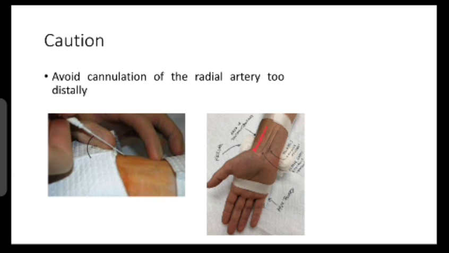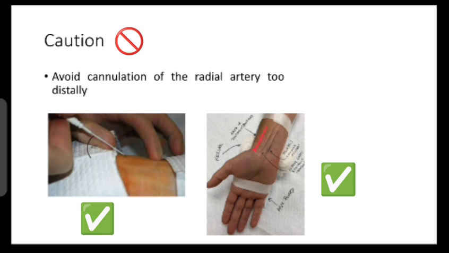Caution should be taken to avoid cannulation of the radial artery too distally. The figures show the optimal position of the hand and the cannulation catheter, as well as the right area to go for while cannulating the radial artery.